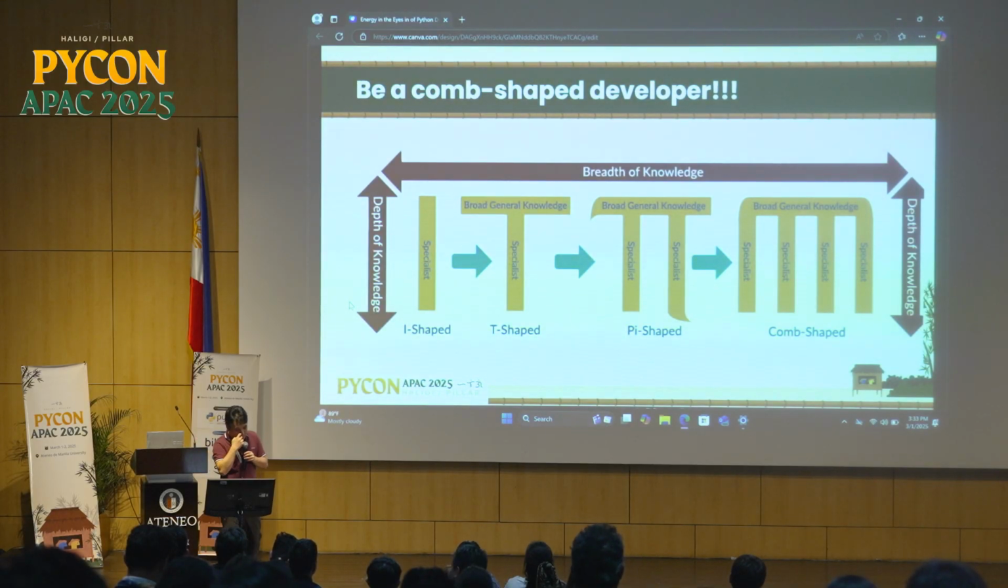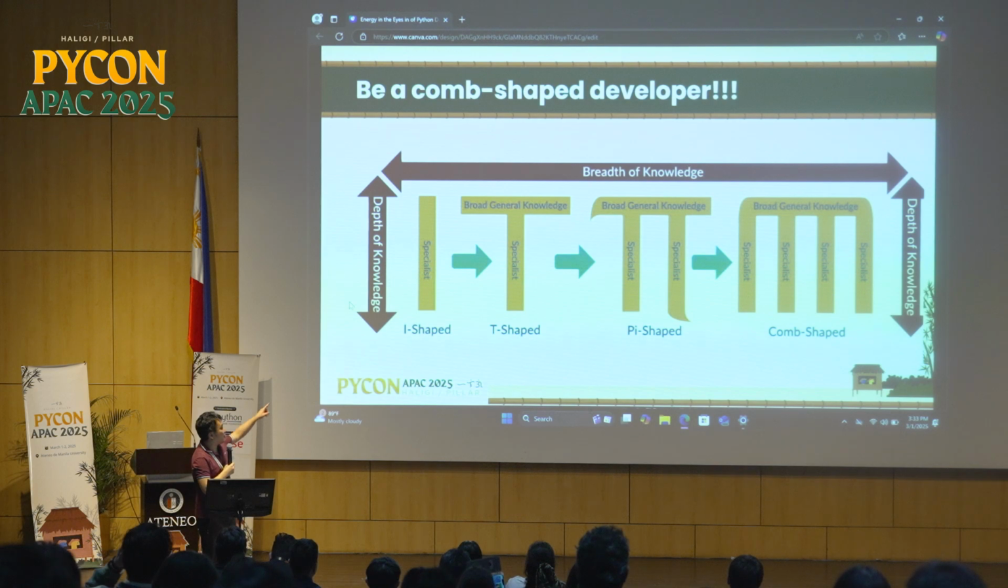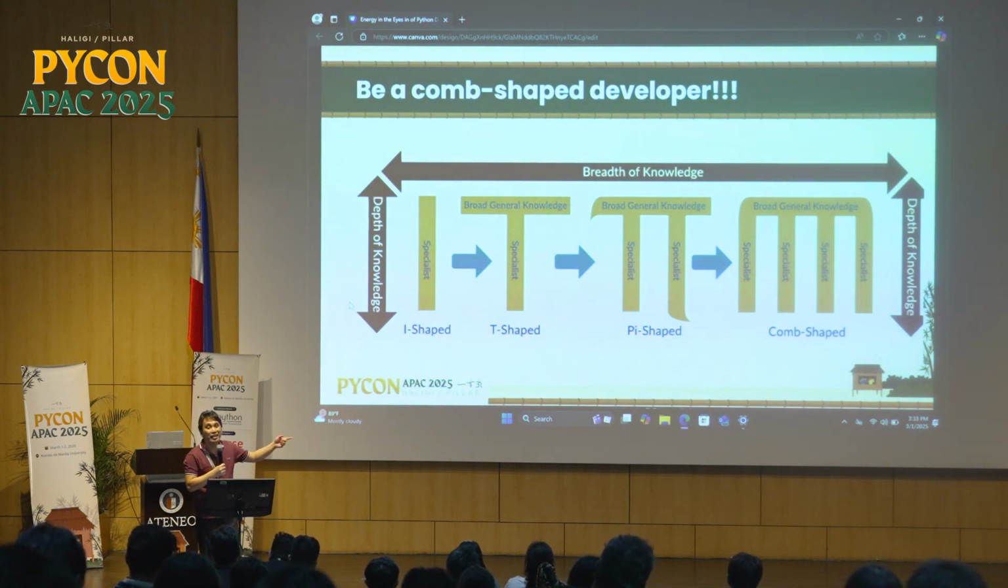Now, you should not stop at the T shape, be a comb shape. You should not go just the letter T only, with broad knowledge and just one specialized. Now, because of the advent of artificial intelligence, you need to upskill. Similar in the energy space.